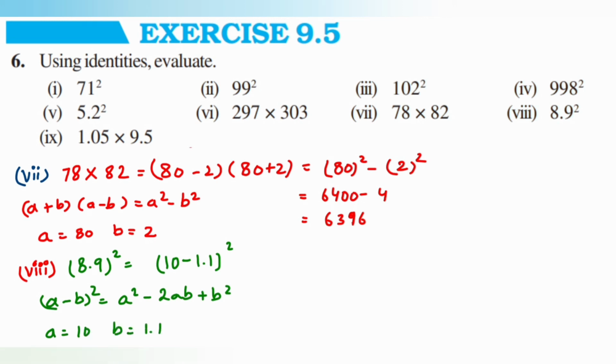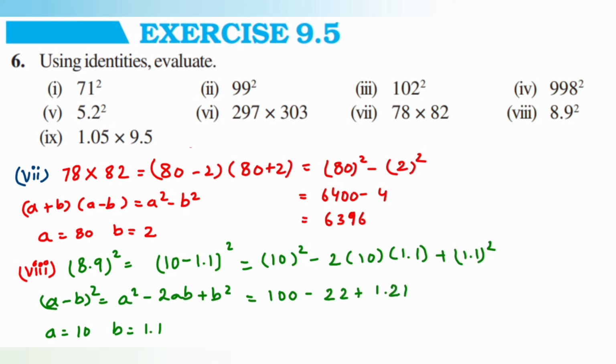Now we'll substitute here. So we'll get 10 square minus 2 into 10 into 1.1 plus 1.1 square. Now 10 square is 100 minus, when you multiply 2 into 10 into 1.1, we'll get 22, plus 1.1 square is 1.21. So when we solve all this, we'll get 79.21. Okay, now with this we're done with the eighth question. Now your last question, which is the ninth one.